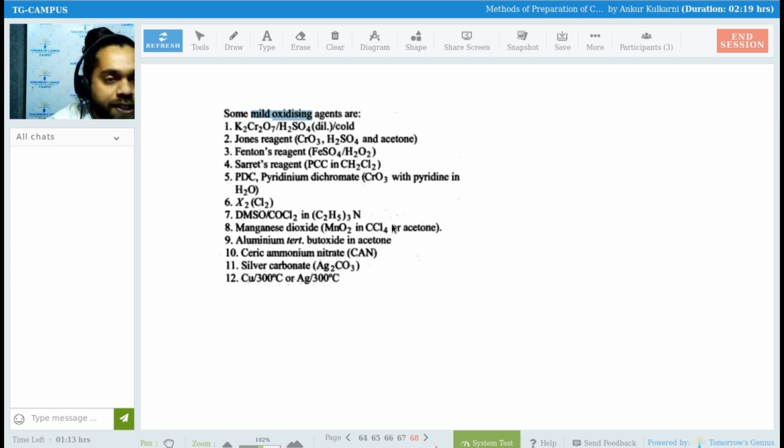Even the Jones reagent is coming under mild oxidizing agents. Why? Because there is acetone. If I use acetone, it will be mild; if I do not use acetone, it will be strong. Even your PCC is also common, it does not touch the double bond. Even copper, chlorine. Take a screenshot of this. These are your mild oxidizing agents.